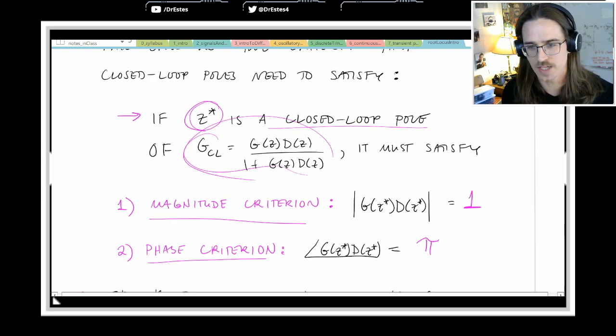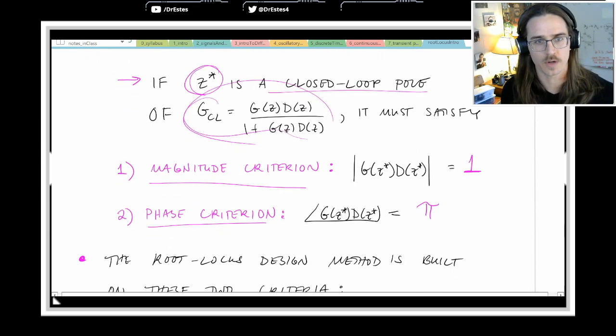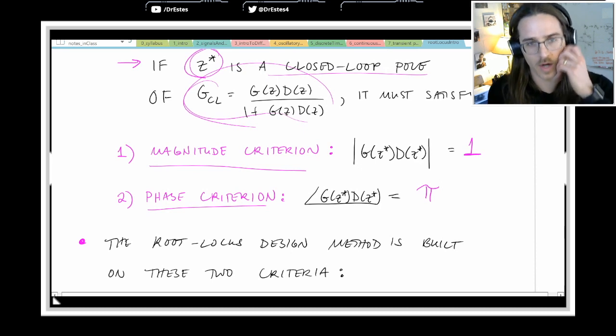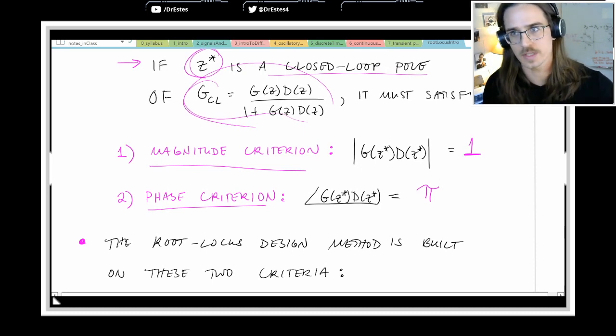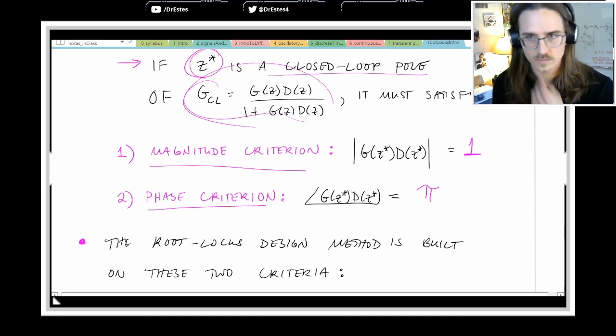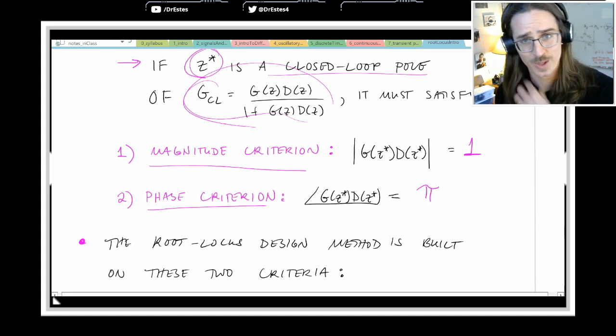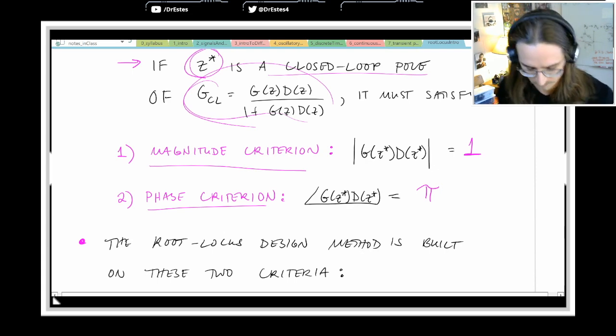Okay, so let's do a really quick walkthrough of the root locus design method, and then we'll get into an example which we might not finish, but we'll at least start it.